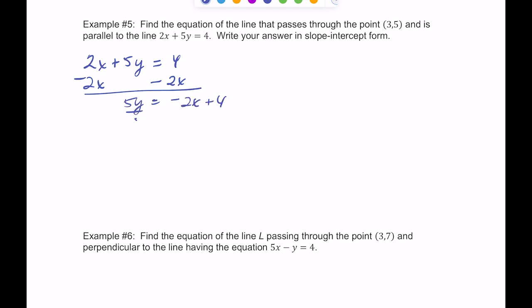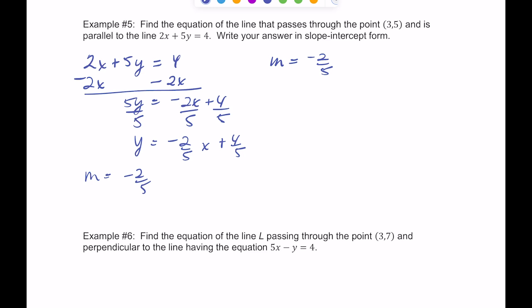And then I'm going to divide by 5. And I end up with y equals -2/5 x plus 4/5. So my slope is -2/5. Well, since the line that I'm finding the equation for has to be parallel to 2x plus 5y equals 4, I know that parallel lines have the same slopes. So that tells me that for my new equation, the slope is going to be -2/5, just like the 2x plus 5y equals 4, okay?